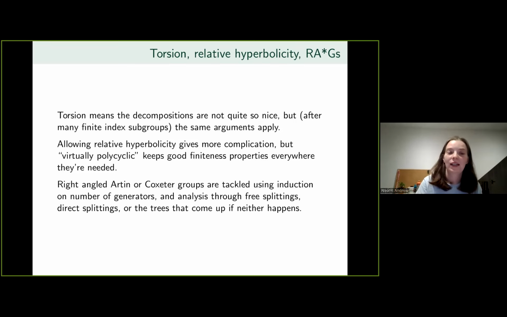Virtually polycyclic keeps good finiteness properties everywhere you needed good finiteness properties, which is why that's the class of peripheral subgroups we used. And if you're a right-angled Artin or Coxeter group, there's an induction argument on the number of generators, and we use the free product argument, but with different base cases to do with direct splittings, or if you're neither freely indecomposable nor decompose as a direct product, you get trees in another way. And these all work for what we needed to do as well.